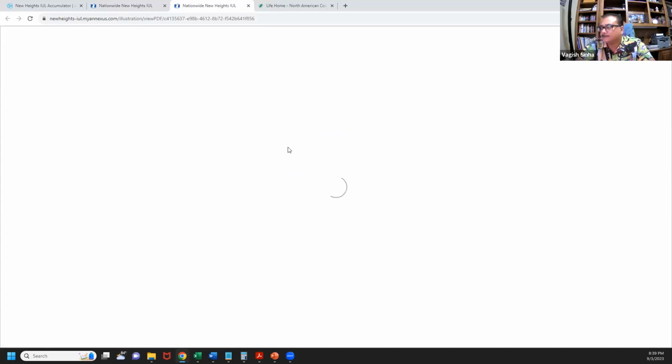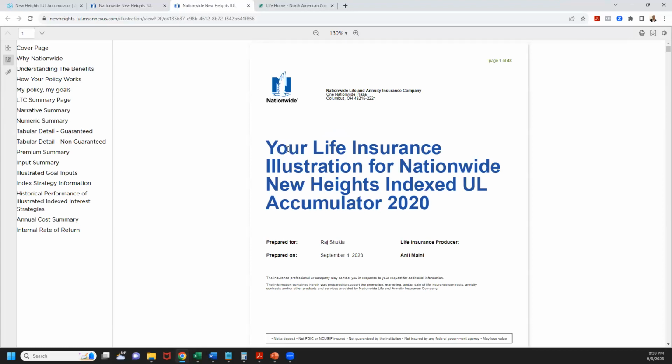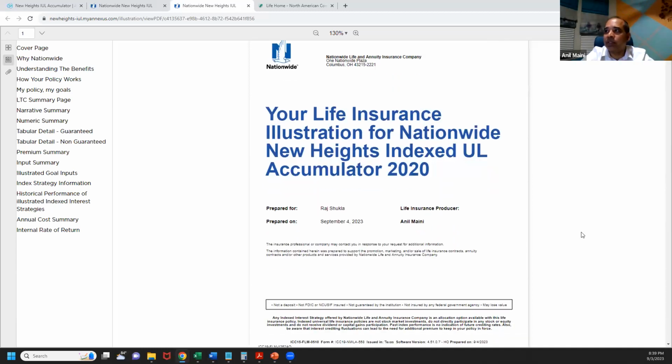Also, Anil Bhai, I think you put 3% for the LTC rider. Shouldn't it be 2%? No, because I said 2% we will choose if the death benefit is more than 500,000. Oh, okay. I get you now. In this case, it is less, so we have chosen 3%. Okay.